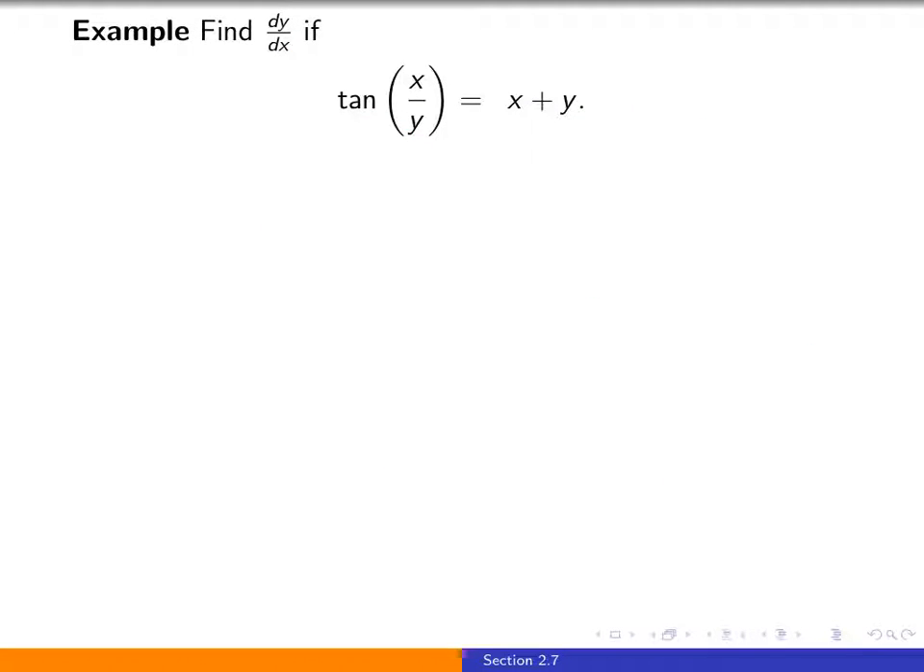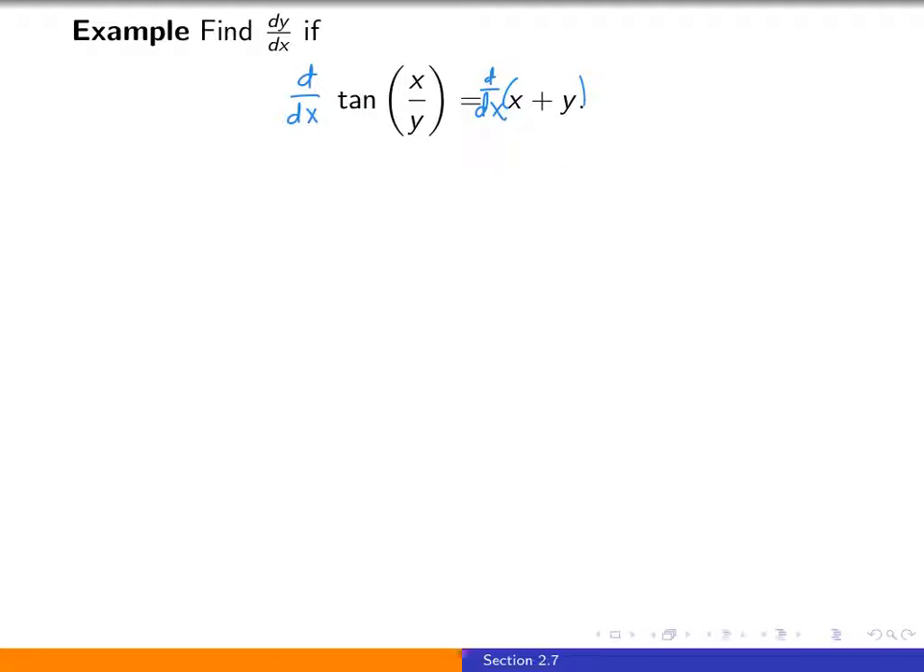So let's look at another example of implicit differentiation. We would like to find dy/dx. We know this is going to be an implicit differentiation because no matter how hard you try here, you are not going to be able to solve for y explicitly as a function of x. So we differentiate it implicitly. Our first step is to differentiate both sides with respect to x.